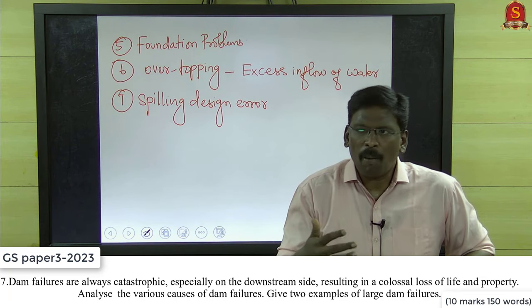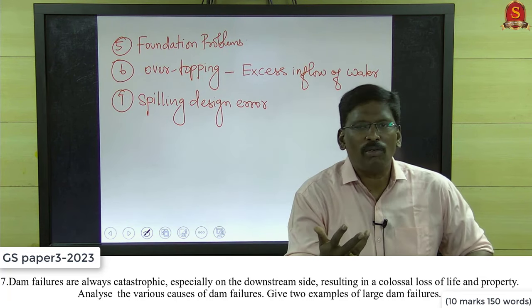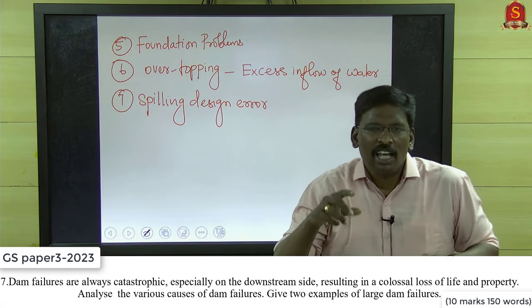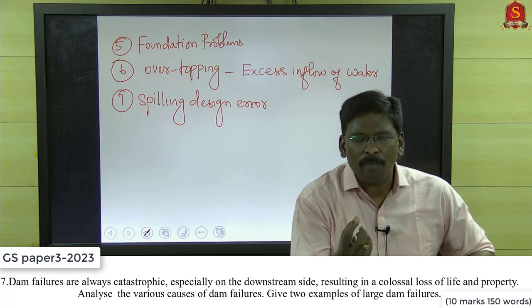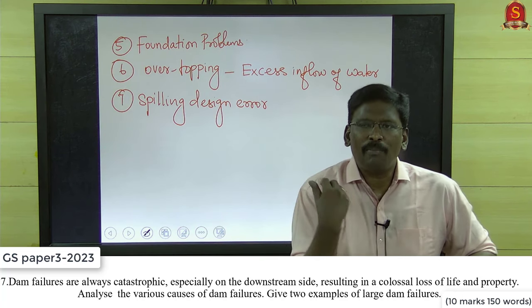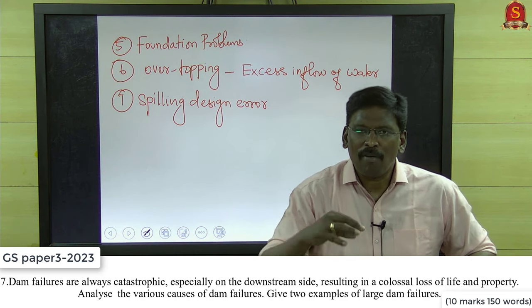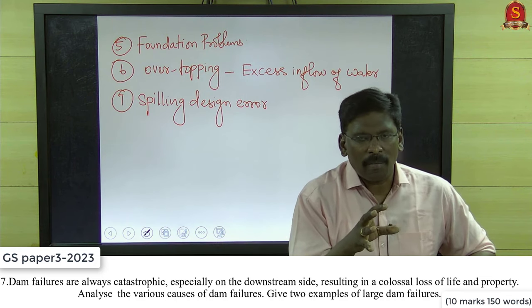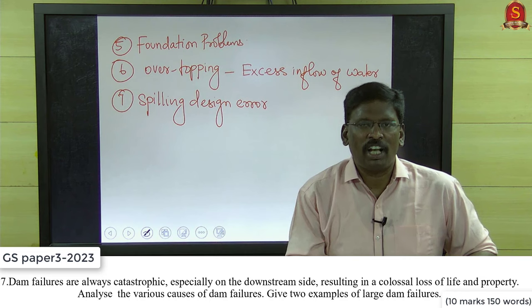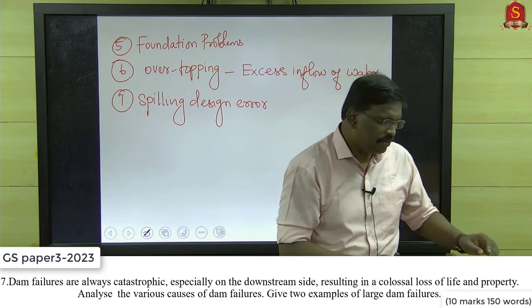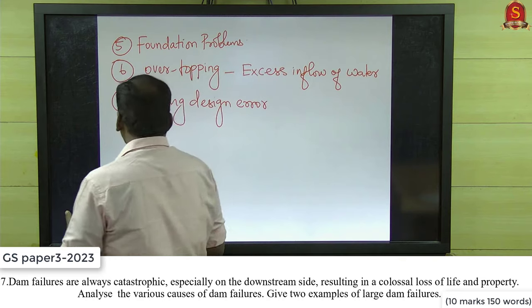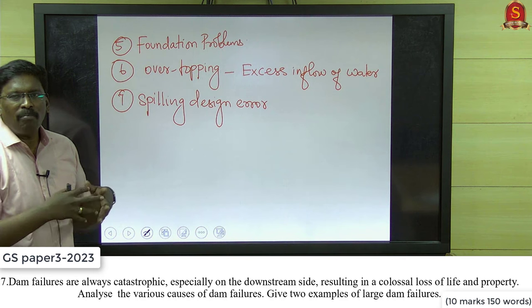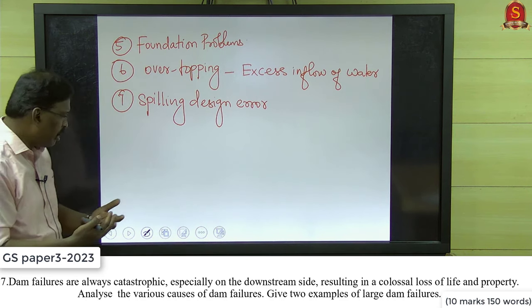If the dam has no proper way of spilling out its water, the same thing would happen as in the excessive inflow of water. If the water is not spilled out of the dam frequently or in a proper way, pressure would build up inside the dam. That pressure would cause the dam to burst, which would be a catastrophe for life and property. So those would be the causes. Mostly these would be the causes for dam burst or dam failure.